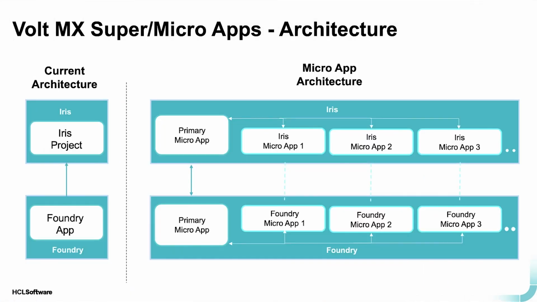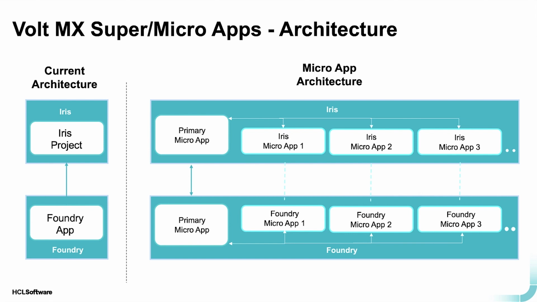Right? So now let's jump into what is a micro app or a super app. On the left, you see the current architecture where you have an Iris project on the client side and a Foundry app on the back end. Now, with this release, you have the option of splitting an app into smaller micro apps, and this can be done both at the client level as well as at the server level.